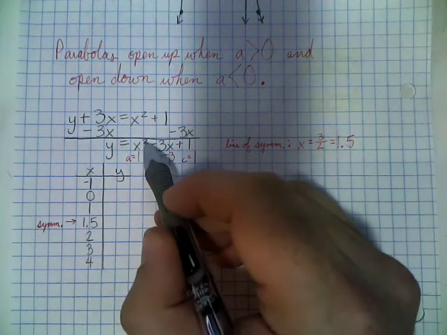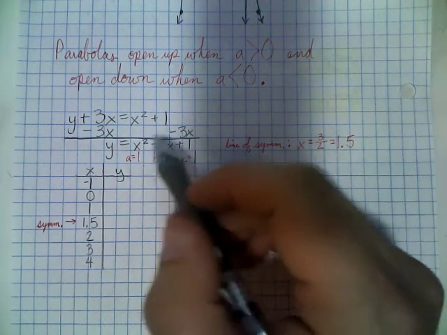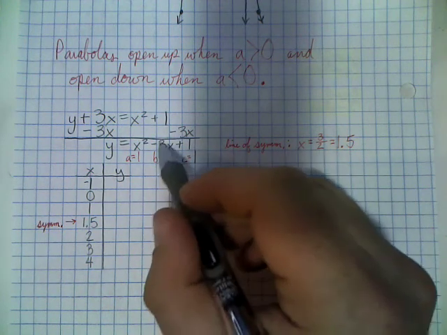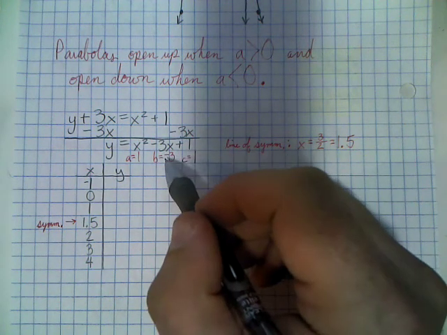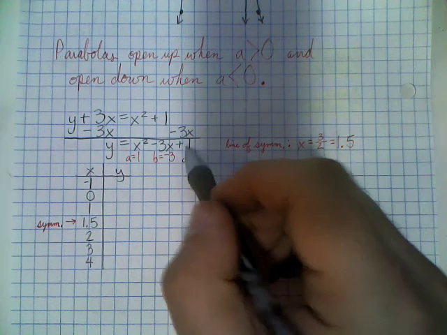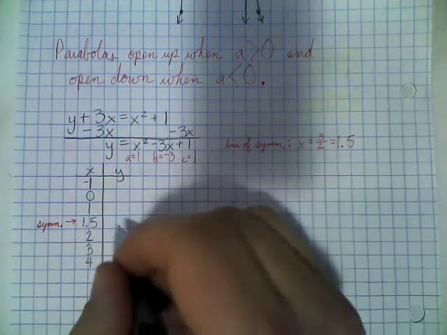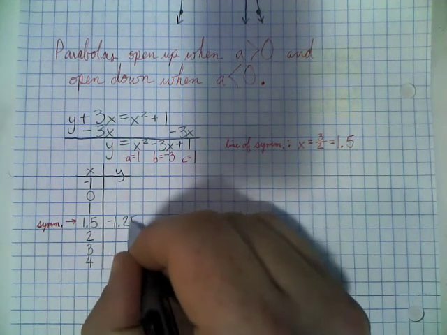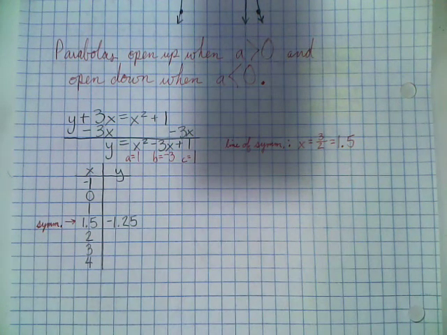So 1.5 squared is 2.25. Negative 3 times 1.5 will be a negative 4.5, and then plus 1. If you put all that together, that'll be a negative 1.25. So remember, ladies and gentlemen, that there is your vertex. That's your vertex right there.